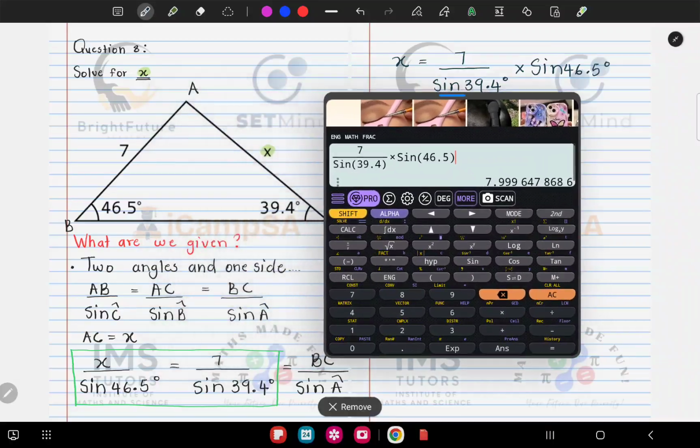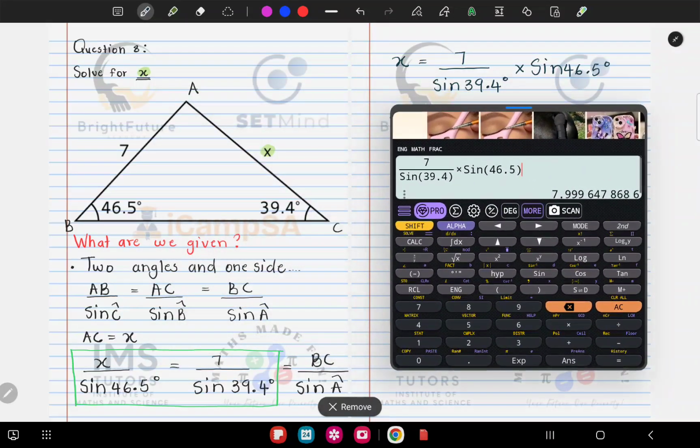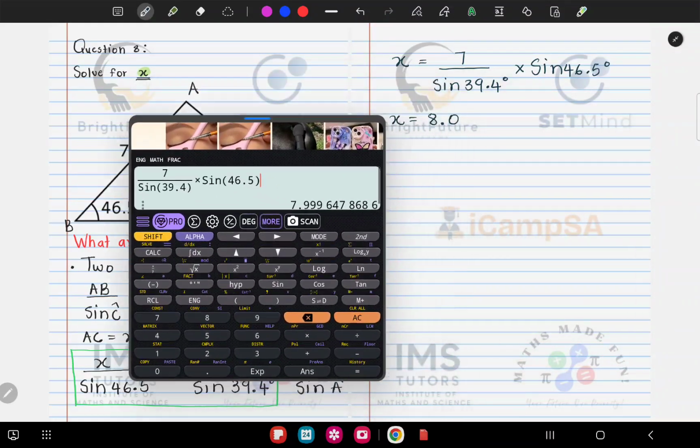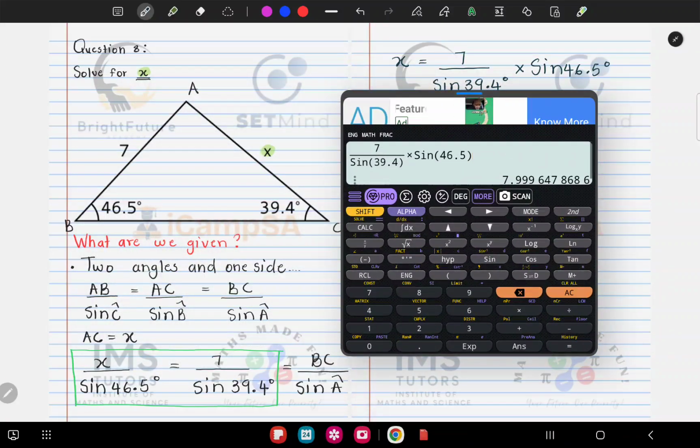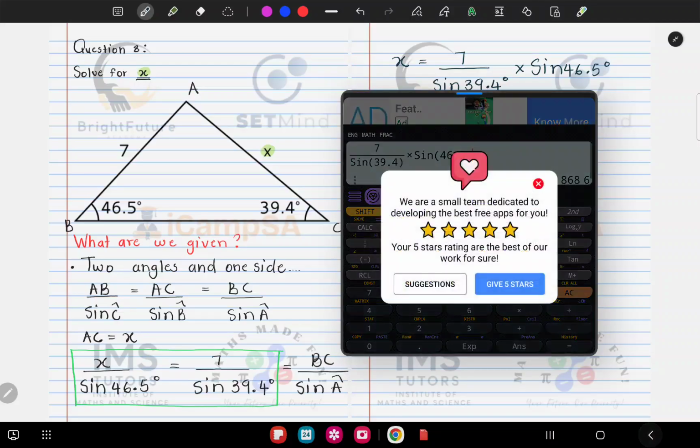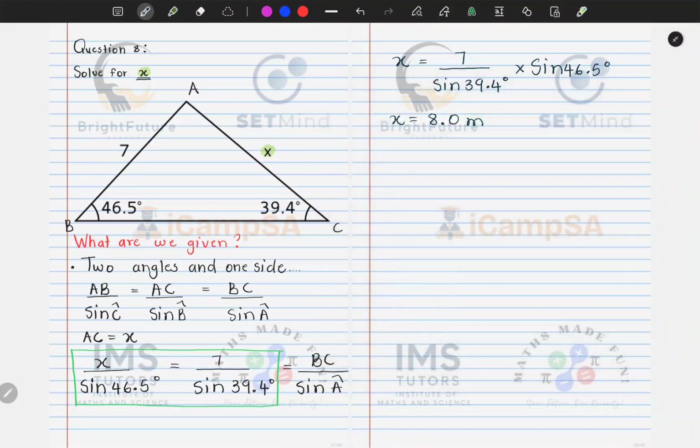So let me see. Yep. So let's choose this to be in meters. So this will be 8.0 meters. Okay, that is how we get the answer for x for this question. So I hope that makes sense. And you now have a good feel of how to use the sine rule.